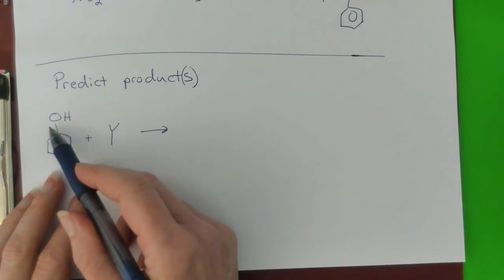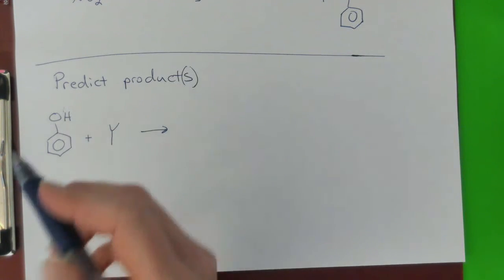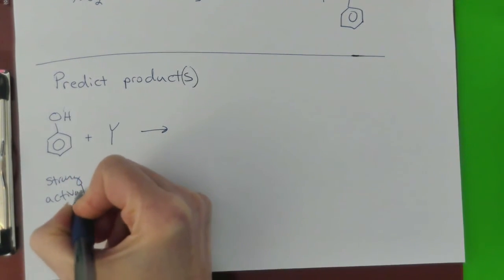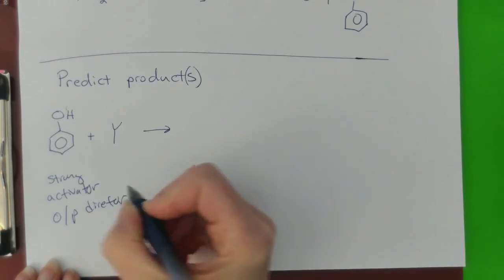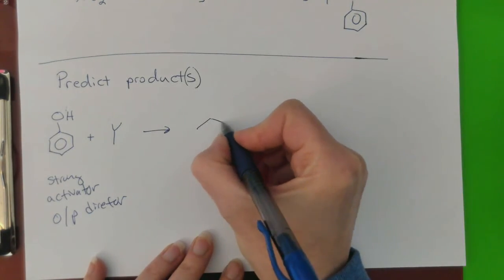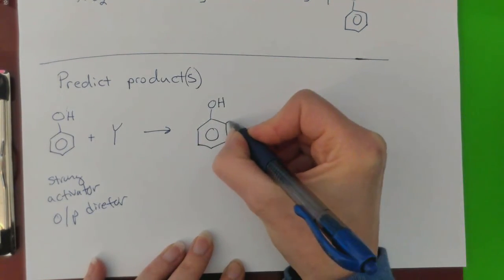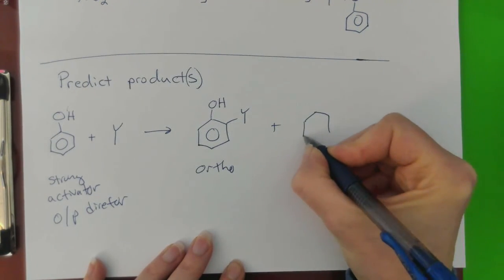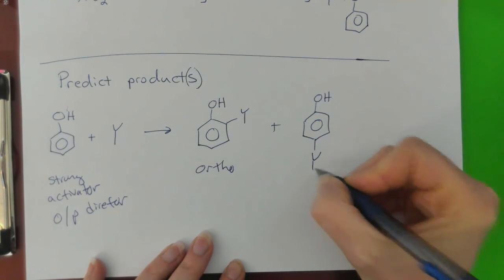So here, for example, we have phenol, and so we have the OH group. This is a strong activator. And that OH group is an ortho-para director. So if I'm adding group Y to the benzene ring, what do I expect? I expect to get both the ortho and the para product. There's our para.